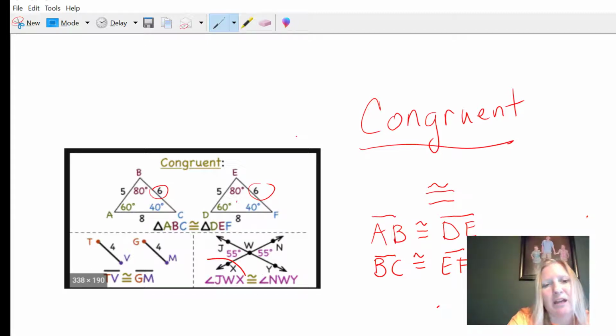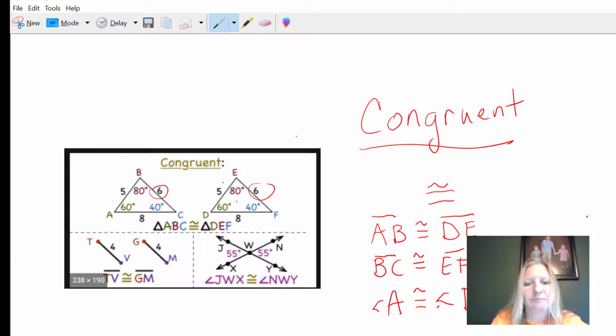We can also do that with angles. So if you look, right here, angle A. So angle A is congruent to angle D. So that little symbol just means angle because it kind of looks like an angle. So angle B is congruent to E, angle C is congruent to F.